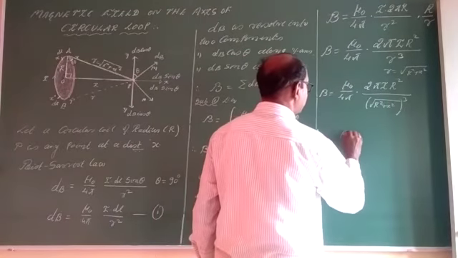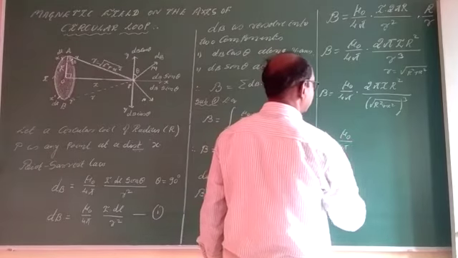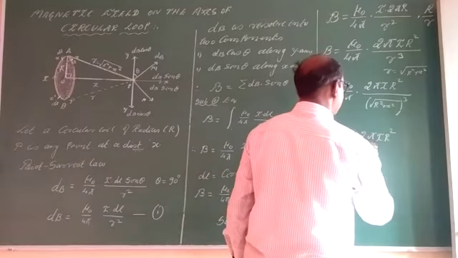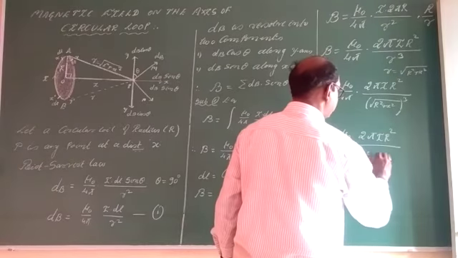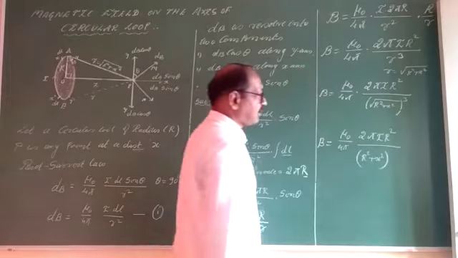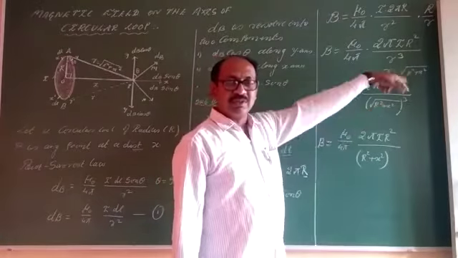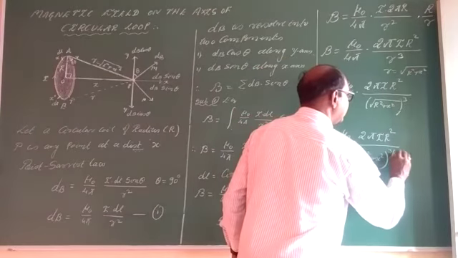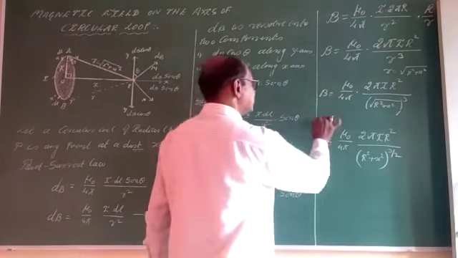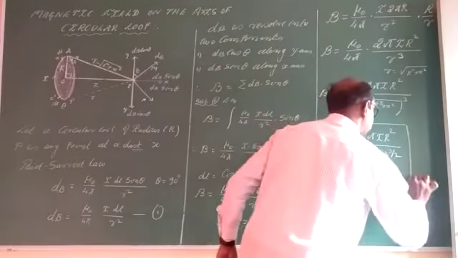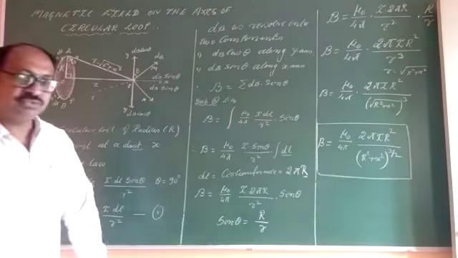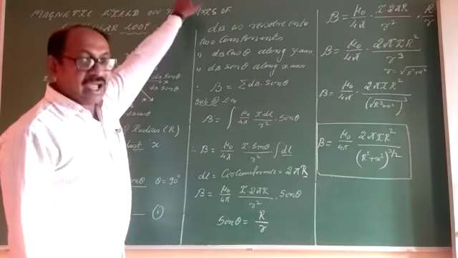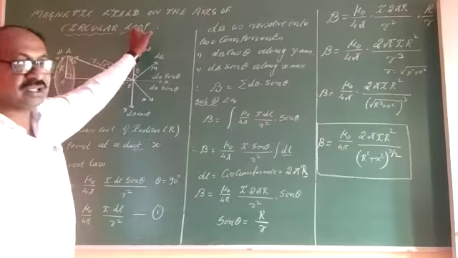Therefore, simplify this. Let us write it in a different way. B is equal to mu naught divided by 4 pi, 2 pi I R square, divided by R square plus x square, whole to the power of 3 by 2. So this is the magnetic field on the axis of the circular loop.